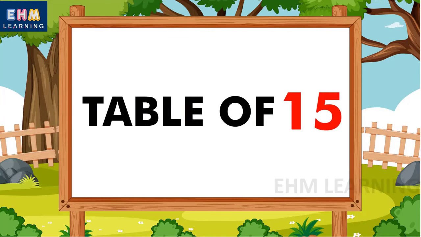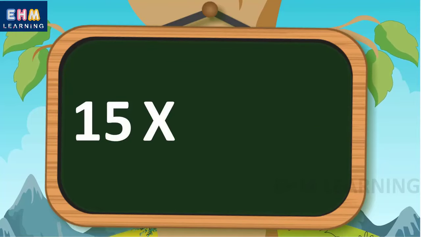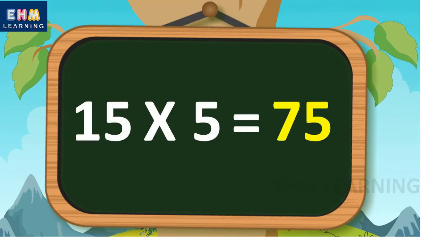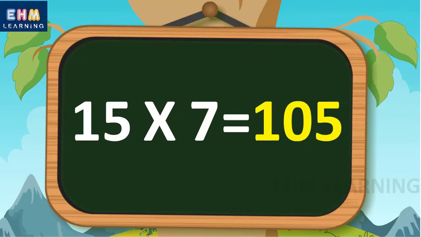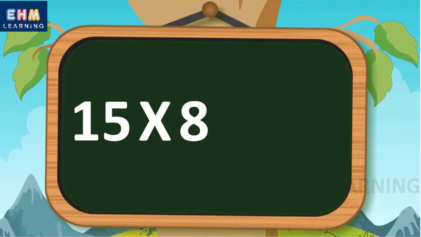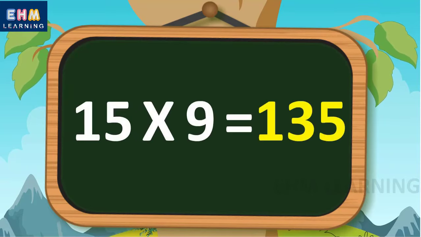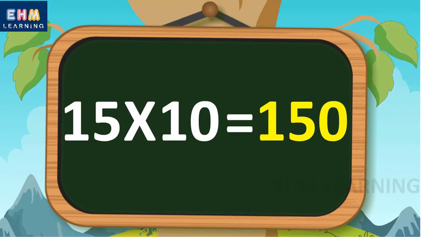Table of 15. 15 ones are 15, 15 twos are 30, 15 threes are 45, 15 fours are 60, 15 fives are 75, 15 sixes are 90, 15 sevens are 105, 15 eights are 120, 15 nines are 135, 15 tens are 150.